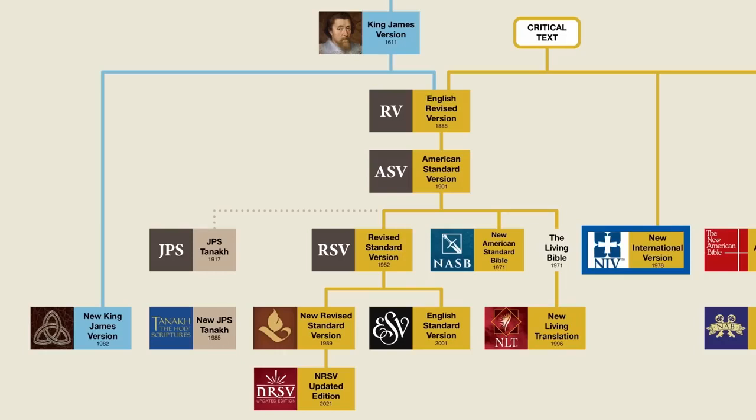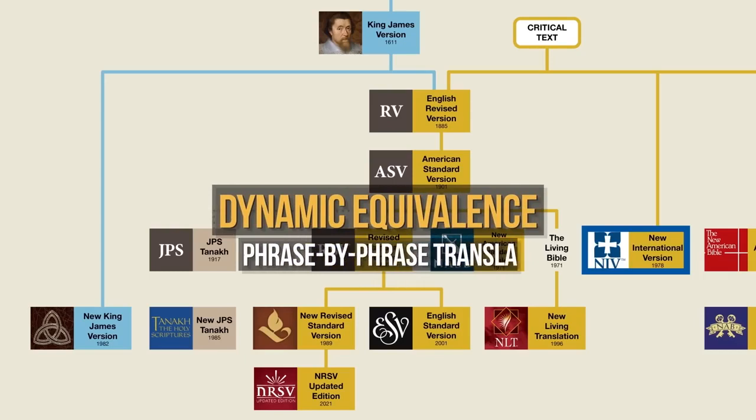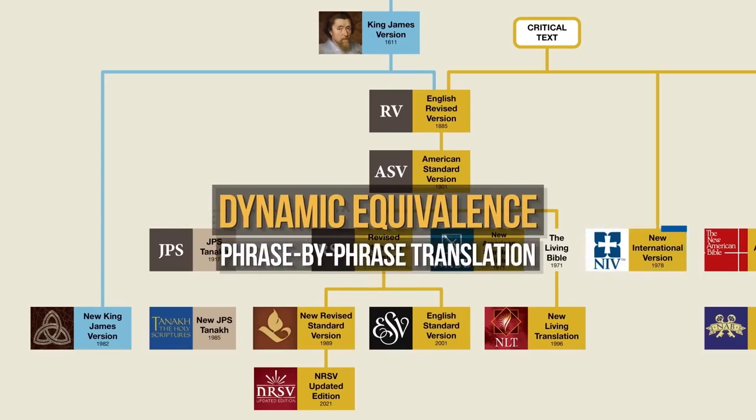Unlike everything we've looked at so far, the NIV translators started from scratch and didn't rely on any previous translations. They also used a translation philosophy known as dynamic equivalence, meaning that instead of going word for word, they went phrase by phrase in an effort to create a more readable translation.